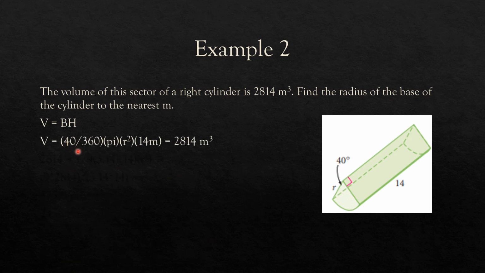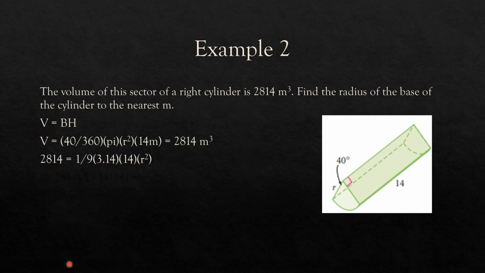We're going to use the fraction based on the angle of the part that we have, which is 40 degrees, and the entire circle would be 360 degrees. So this fraction will tell us that that's just part of the circle. Then we'll multiply by the area of a circle, pi r squared. And last, we will multiply by the height of the cylinder. And that is all equal to 2,814.